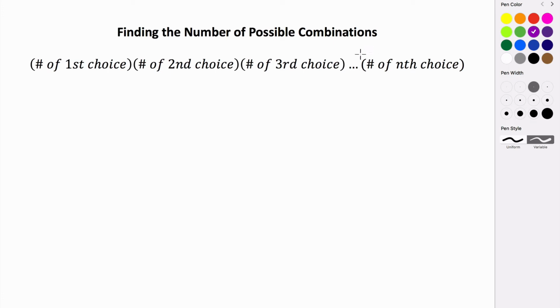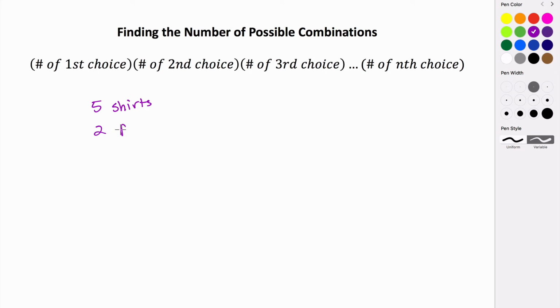So the way that you can figure out how many possible combinations you would make is you take the number of options that you have in your first choice and you multiply that by the number of options you have in your second choice times the number of options you have in your third choice, and then that repeats on and on for however many things that you are looking to make a combination with, and you just multiply them all.